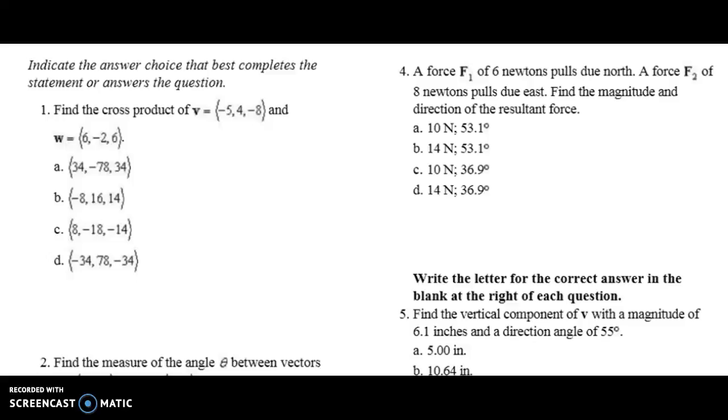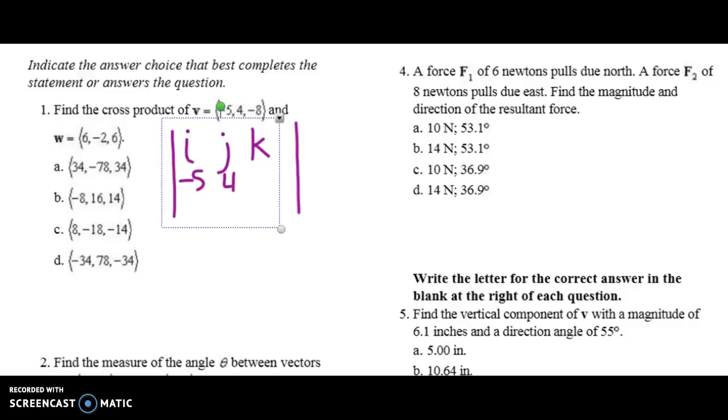Today we're going to be reviewing for the Chapter 8 test. Question 1. Find the cross product of V and W. So remember, we always start by making our matrix. And so we have -5, 4, -8, and 6, -2, 6.